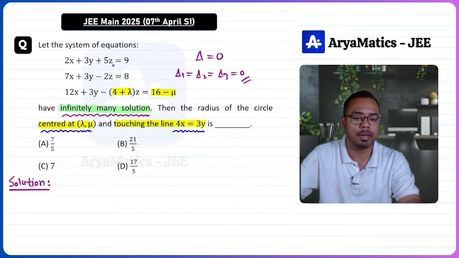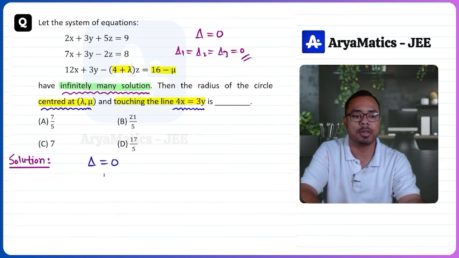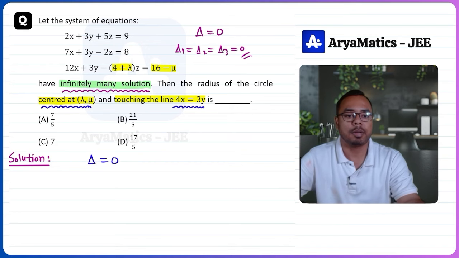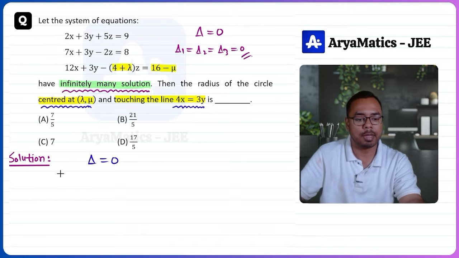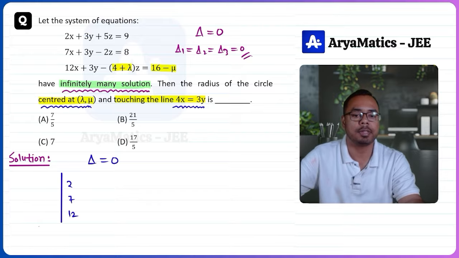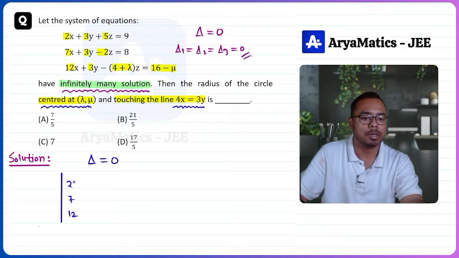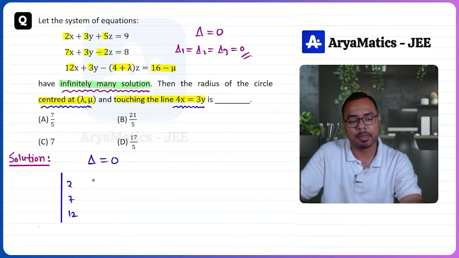So now let us try to find lambda first. For infinitely many solutions, the determinant of the coefficient matrix must be 0. That means in the first column, we'll have 2, 7, and then 12. That should be the first column of the coefficient matrix. Coefficient matrix means these numbers: 2, 3, 5, 7, 3, minus 2, and then we have 12, 3, and minus 4 plus lambda. So the first column is 2, 7, 12. Then the second column is 3, 3, 3.